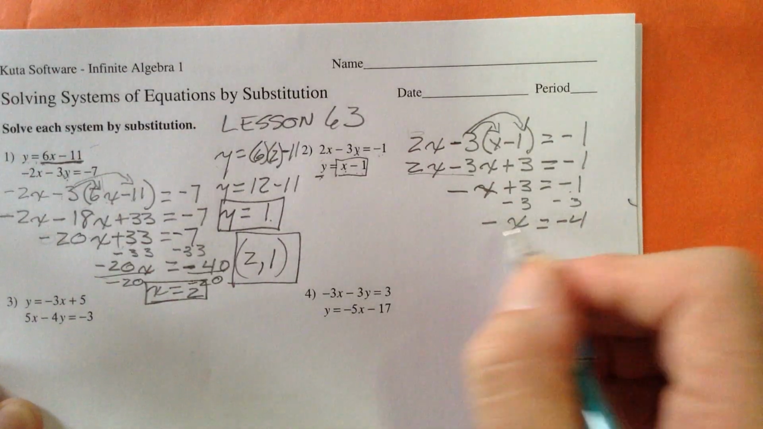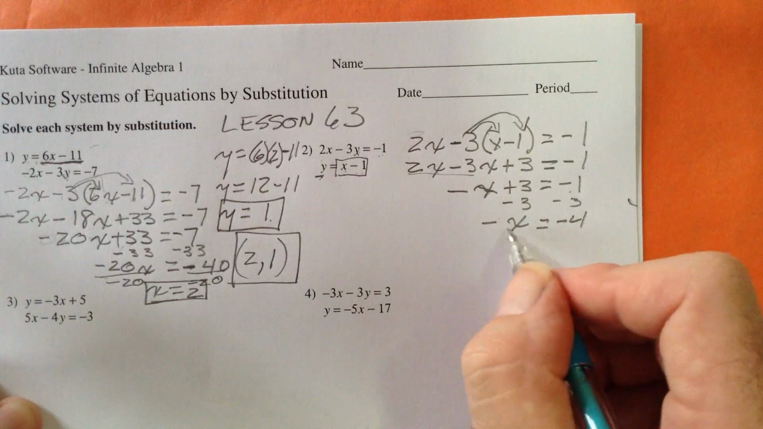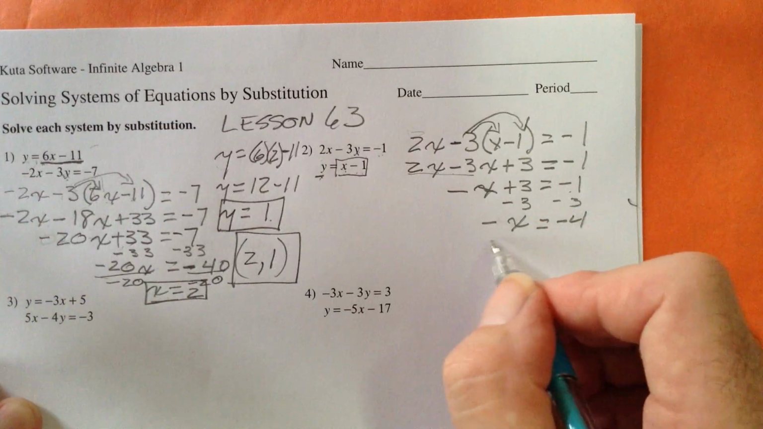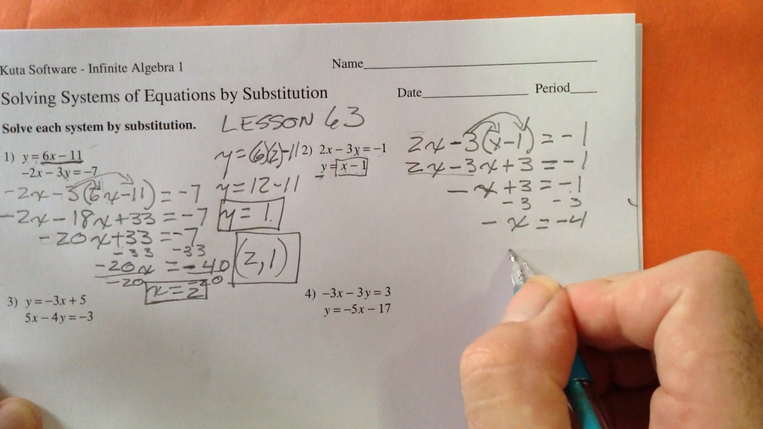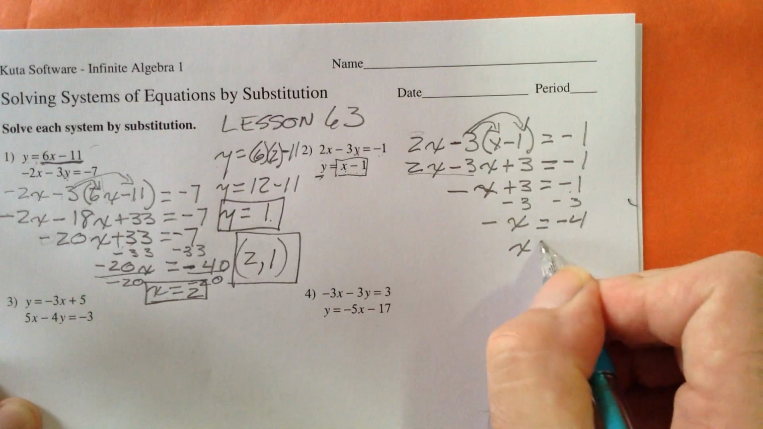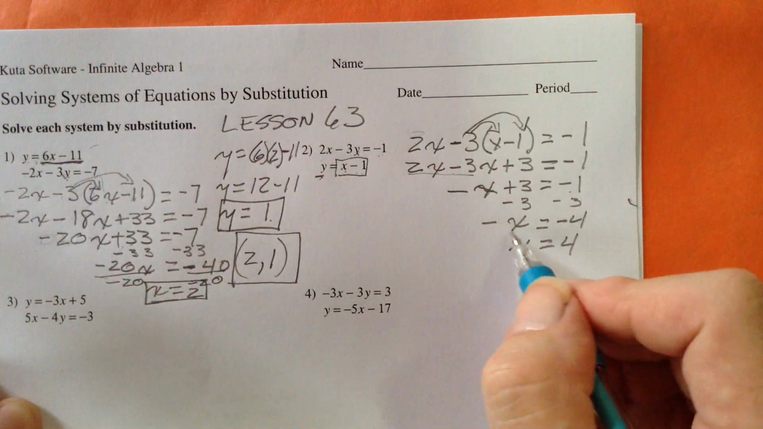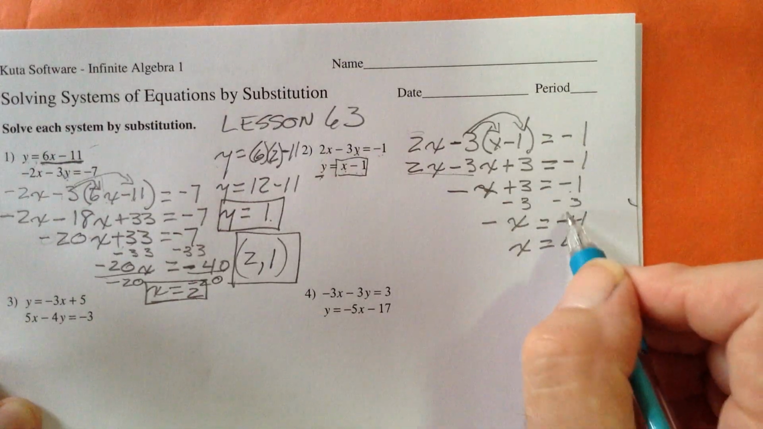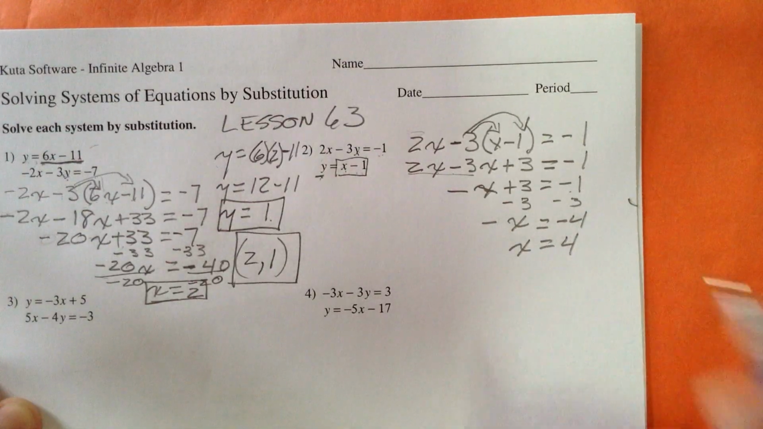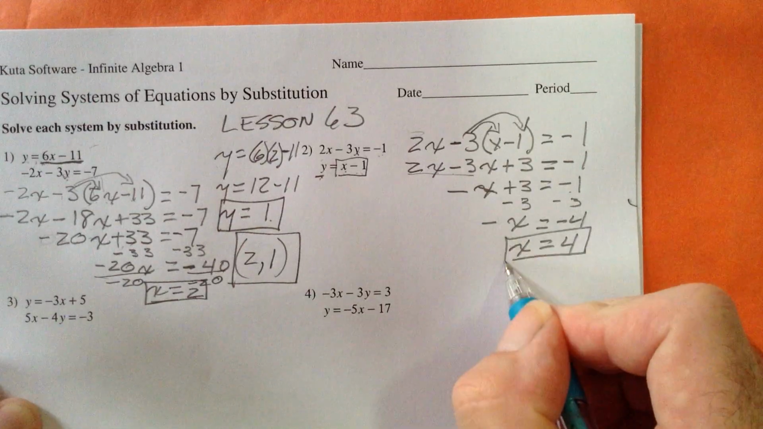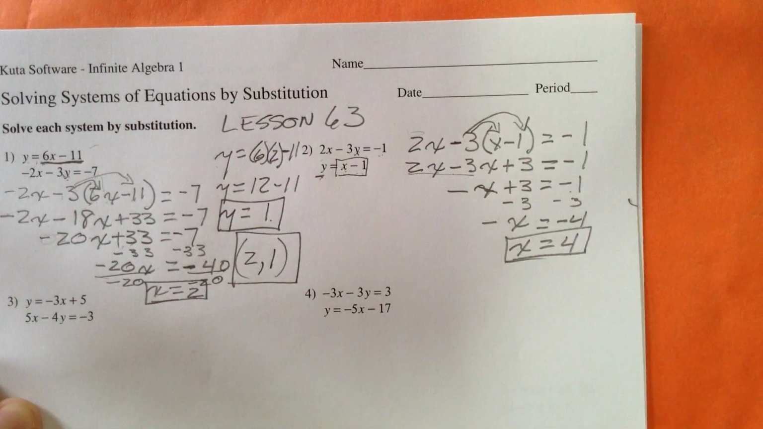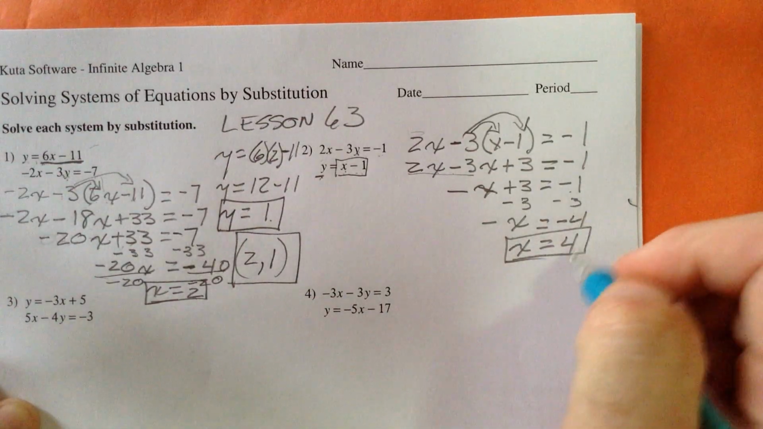And now I want to get rid of this negative. So if I go negative 1 divided by negative 1 becomes a positive. And I can make this a positive. Okay? So yeah, if I make this a positive, then I got to do the same thing to the other side. So this is the answer right here. X equals 4. But now what would be the y?